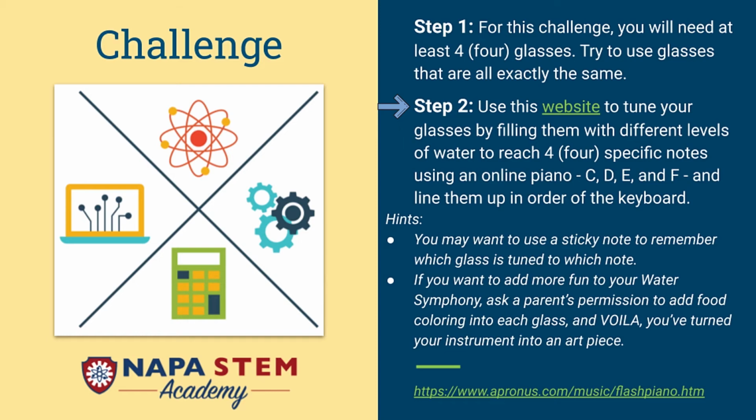Here's some hints to make it easier to remember which note is which. You might want to use a sticky note or a small piece of paper to remember which glass is tuned to which note, or if you want to add more fun to your water symphony, ask a parent's permission to add food coloring into each glass, and voila, you've turned your instrument into an art piece.